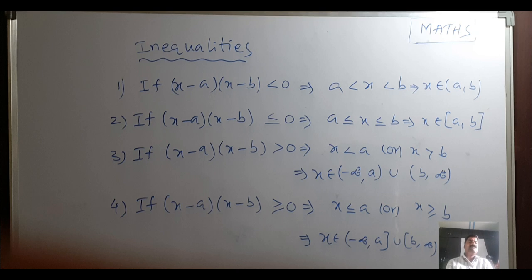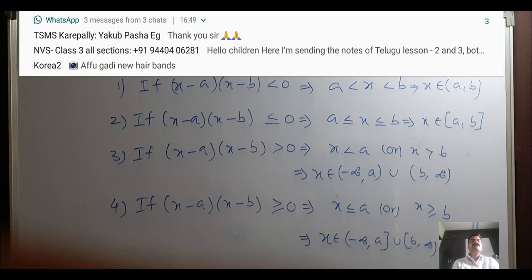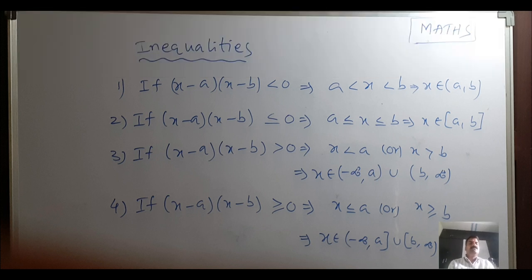Very, very important first one. If the same inequality is less than or equals to 0, that is, x minus a into x minus b less than or equals to 0, it is the same as above, but here it is less than or equals to. Hence we need to include both a comma b. That implies x belongs to closed interval a comma b.